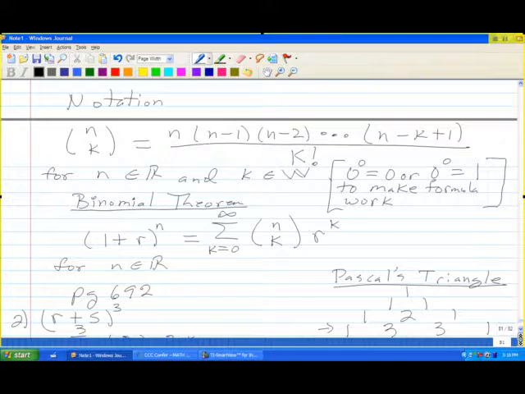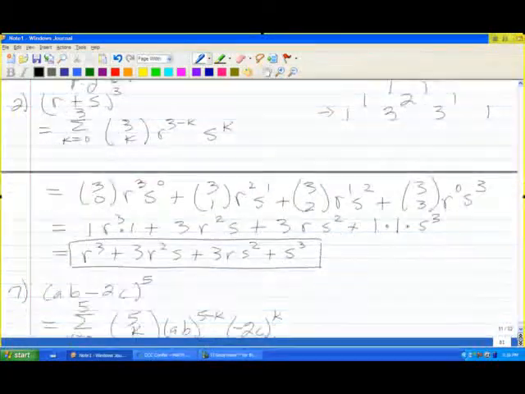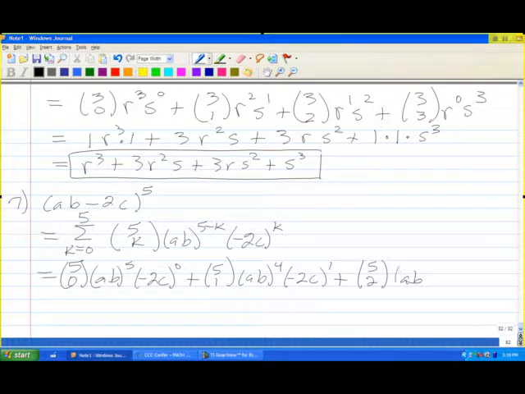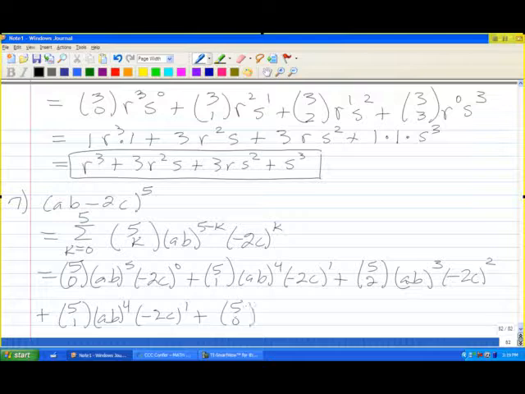Okay, so that's the implicit assumption that we're making in these expansions. 5C1, (ab) to the 4, (negative 2c) to the 1, plus 5C2, (ab) to the 3, (negative 2c) to the 2, plus 5C1, (ab) to the 4, (negative 2c) to the 1, plus 5C0, (ab) to the 5, (negative 2c) to the 0.